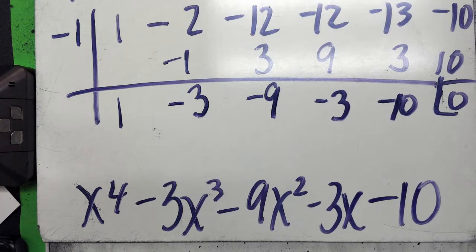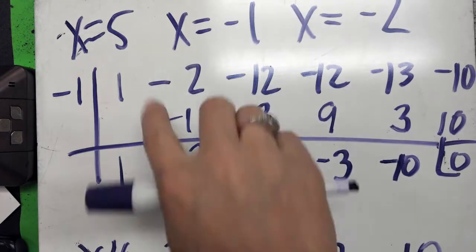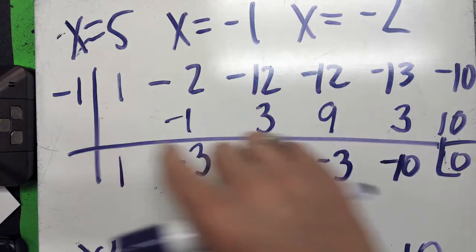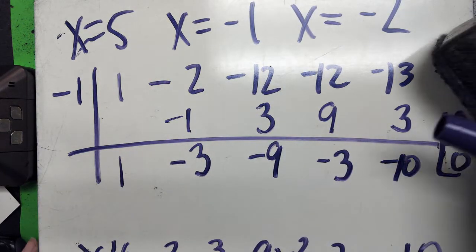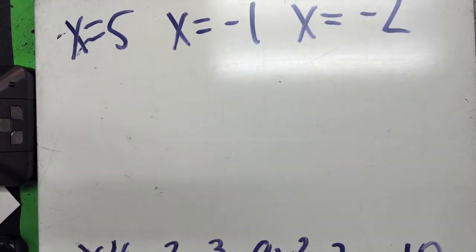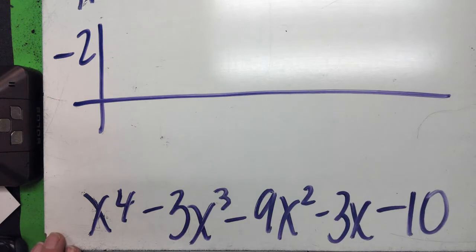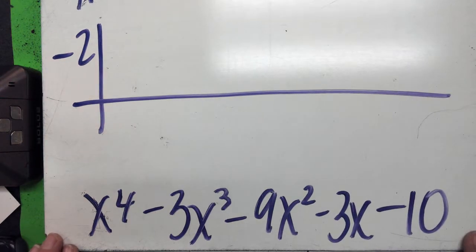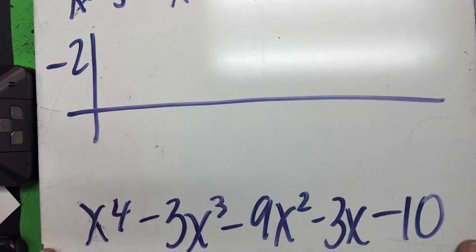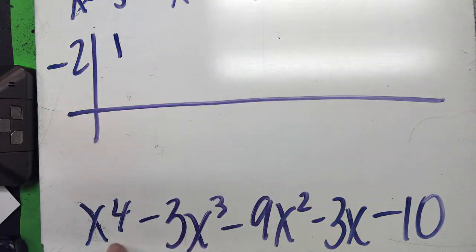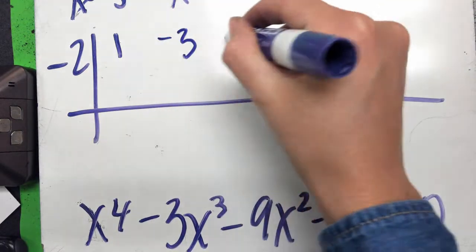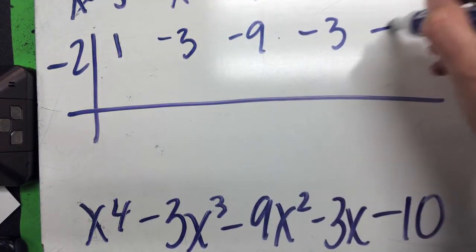So what you'll do with this one is synthetic again to shrink it down where we can factor it where it's 4 terms. And you can use either one of these numbers besides -1, not the one we used. So what number would you like, 5 or -2? Okay. So again, synthetic again, so we can shrink it down where we can factor it. My coefficients are going to be 1 from here, -3, -9, -3, -10.